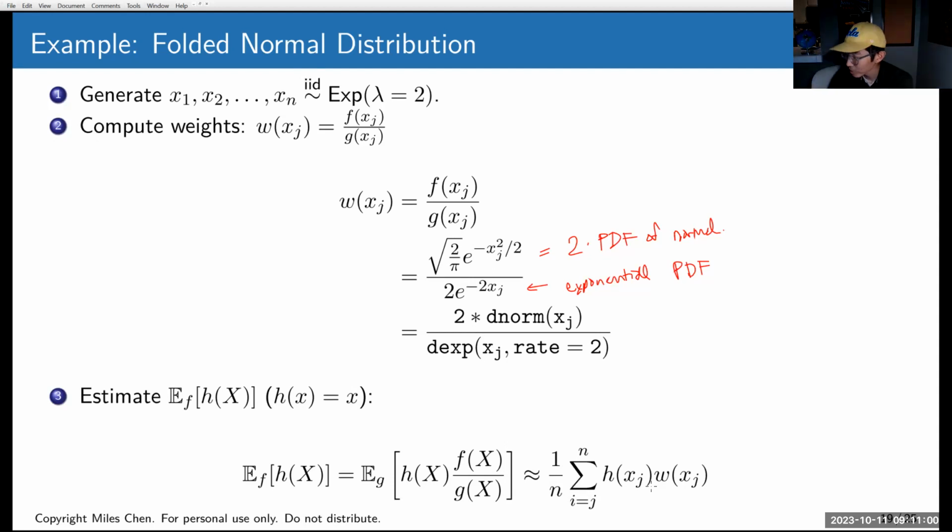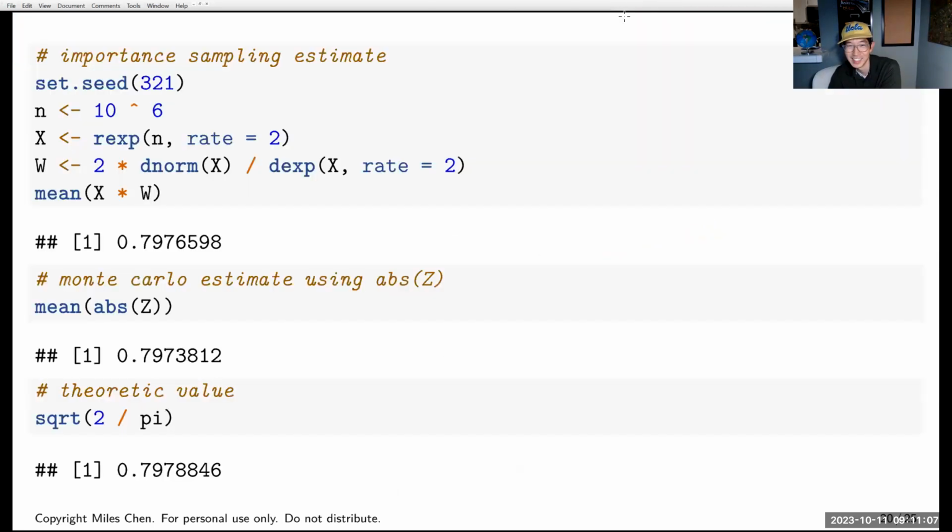Does this make sense, what we're attempting to do? Well, this is what it looks like mathematically. Here I'm going to generate 1,000,000 values from the exponential distribution and calculate the weight. The weight is found by taking the density for each value of x and dividing by the exponential density for each value of x. Those are the w's. This is my estimate with importance sampling, and that's 0.7976598.